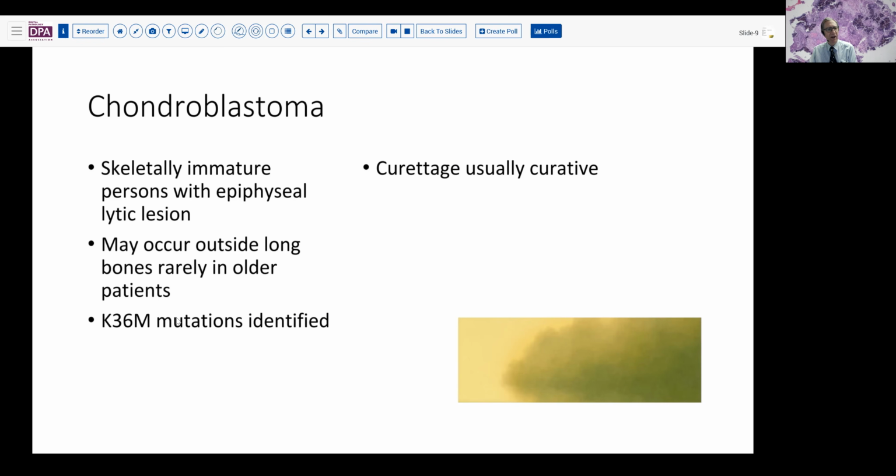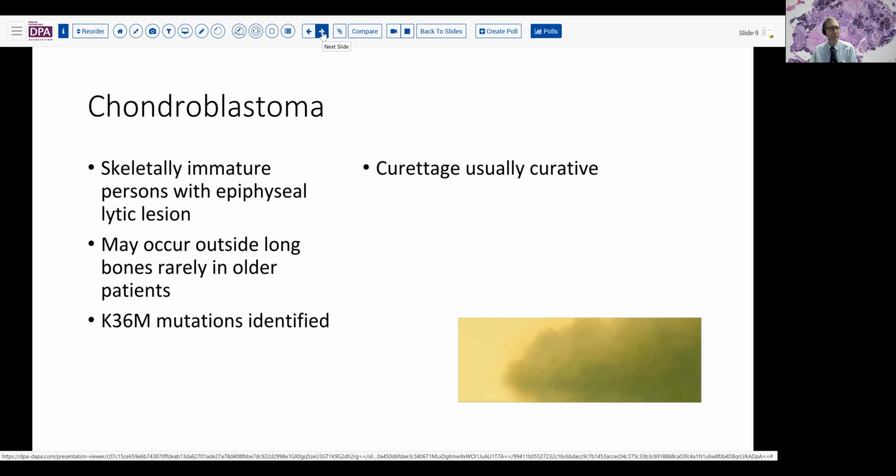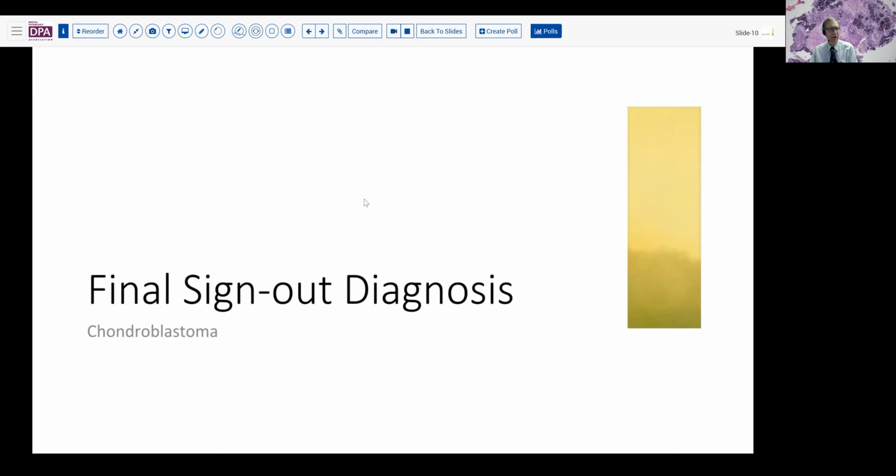Many of these patients have a K36M mutation that's been identified, but because they are very low grade, low aggressivity, curettage is usually curative. So very quickly then, our final diagnosis on this tumor in the talus is a chondroblastoma. And with that, we'll conclude the program.